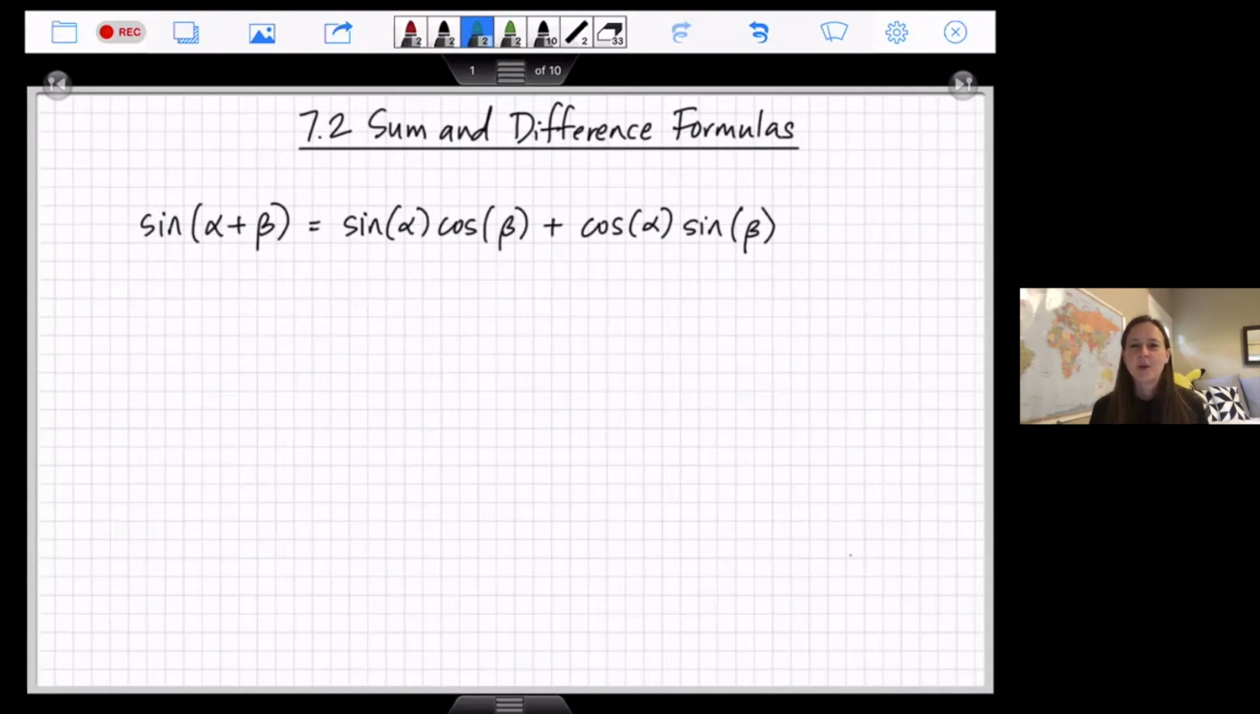We saw in section 7.1 that there are tons of trig identities that relate all of our trig functions together. And in the next few sections of chapter 7, we're going to focus in on a few of the more useful of these identities. And we're going to start off today with sum and difference formulas.